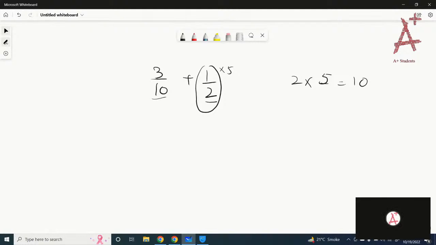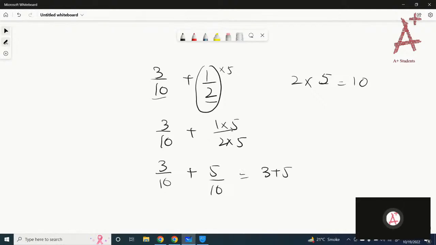Got it? So just do 1 times 5 divided by 2 times 5. So 1 times 5 is 5 and 5 times 2 is 10. Now they have like denominators. Got it? So simply add their numerators. So it would be 3 plus 5 over 10. So 3 plus 5 is 8 over 10.